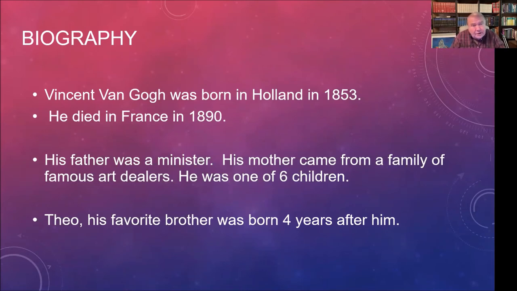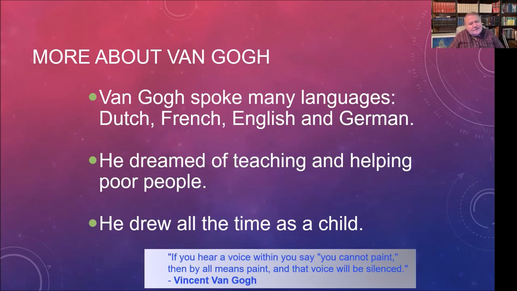Now, the Vincent we're talking about, the artist, had a brother four years younger than him, whose name is Theo, who plays very importantly in the life of Vincent van Gogh. And it's Theo who pretty much pays for him to live, gives him his livelihood, sends him money. But think about that. This guy's a genius. I mean, Van Gogh is a genius. He spoke, what, four languages, Dutch, French, English, German. He dreamed of teaching people and helping people.